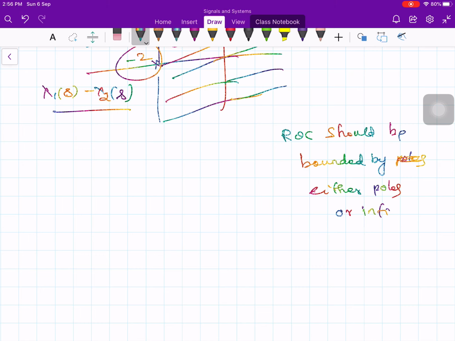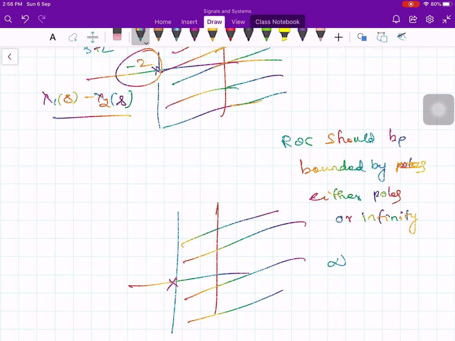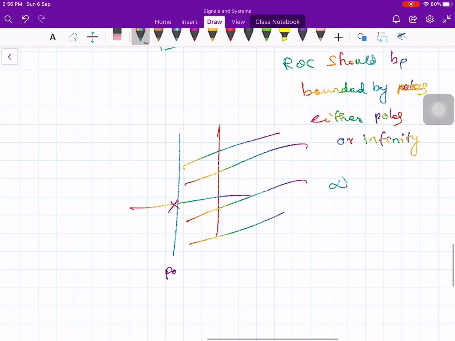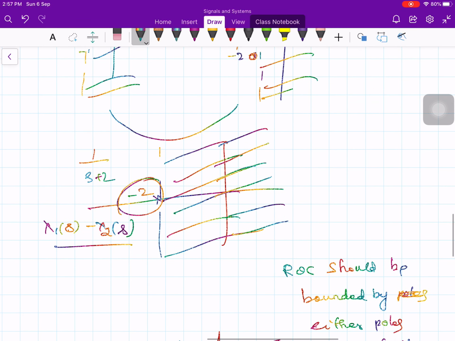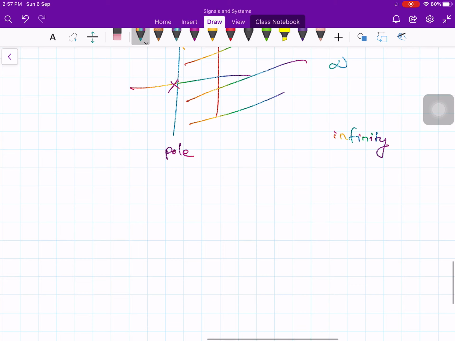Okay, when I say the ROC is like this, then it is bounded by a pole here and infinity in the right hand side. So therefore the ROC is in between the pole and infinity. So in this case it is bounded by minus 2 and on the other side it is bounded by infinity. Okay, so that's all about the linearity property. And then let us talk about the differentiation property. Okay, so differentiation in time domain.